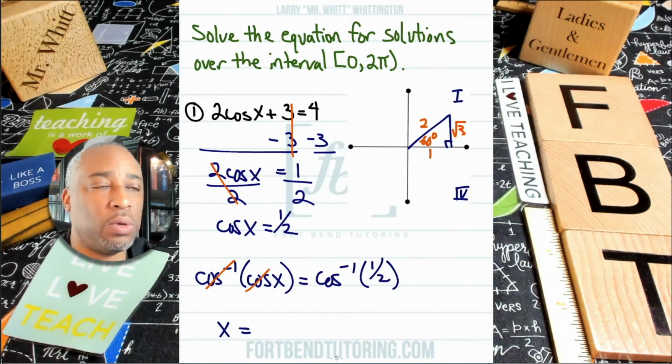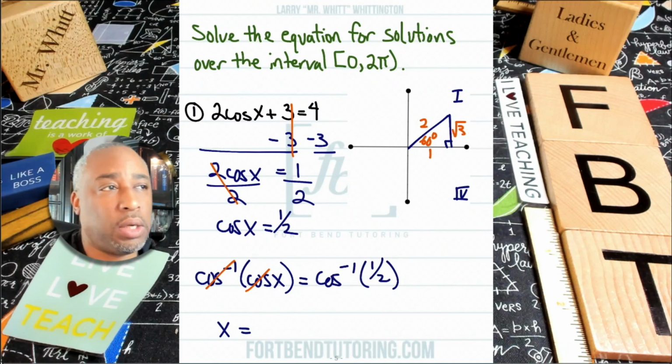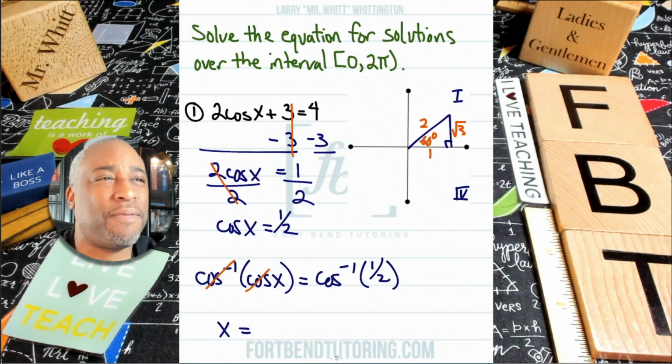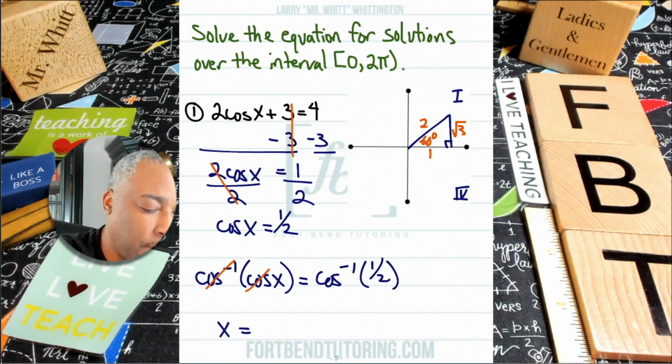So one angle that generates a cosine result of 1/2 is going to be 60 degrees. And that also means that because it happened in the first quadrant, it's going to also be able to happen in the fourth quadrant as well. So let's set up that scenario in the fourth quadrant, shall we?